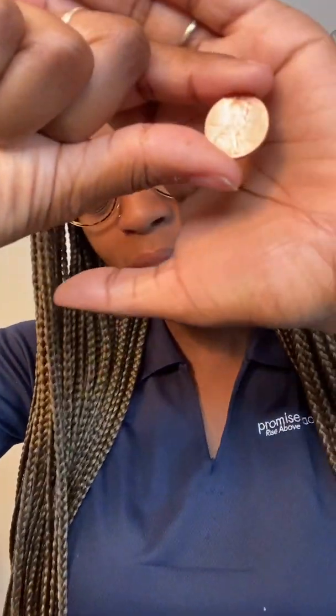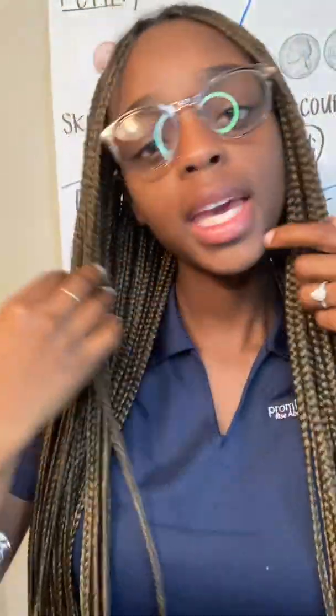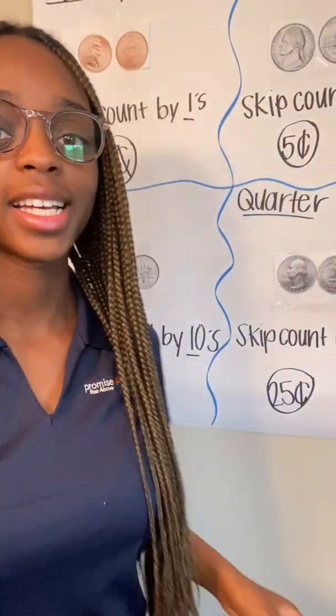The first one that we're gonna start with is a penny. Pennies are the only one that are copper, so they're easy to remember. This is what the front looks like, and this is what the back looks like. Pennies are worth 1 cent.